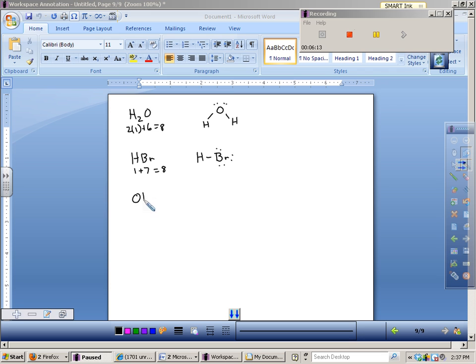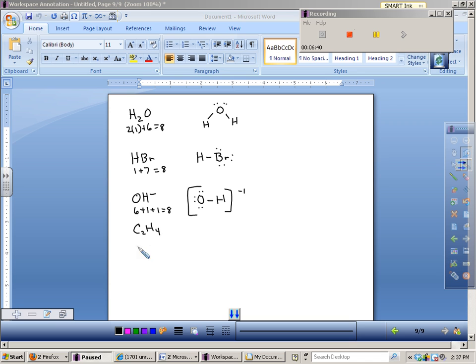OH minus, hydroxide, each oxygen will bring 6, plus the hydrogen contributes 1, plus the minus contributes 1, for a total of 8. That's OH. H can only have 2, so we finish our octet over here for the oxygen. It's an ion, so it needs a bracket and a minus 1 charge.